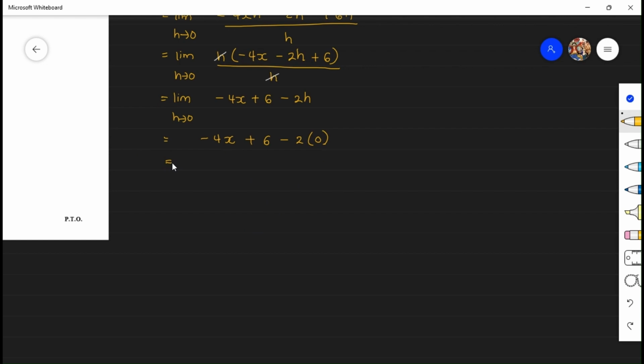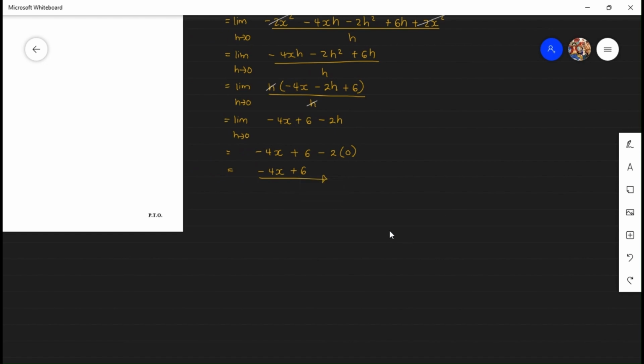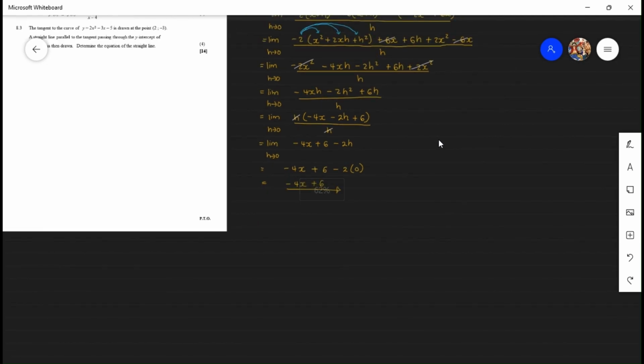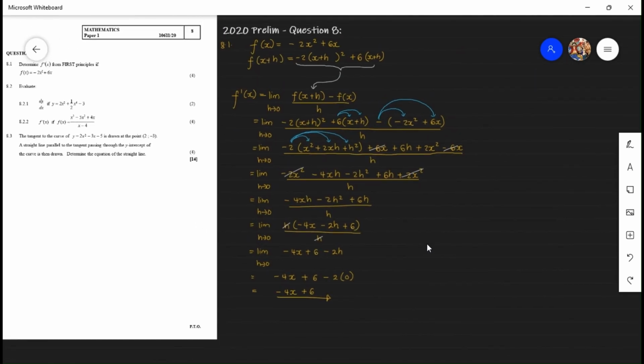From here, we can now simplify this. Negative 2 times 0 is 0. So we therefore have negative 4x plus 6 as our answer. Now that is f prime of x using our first principle. We can also check our answer using our normal derivative method.